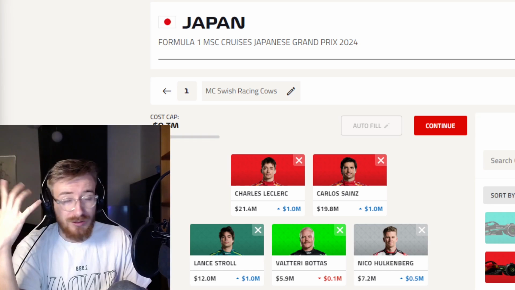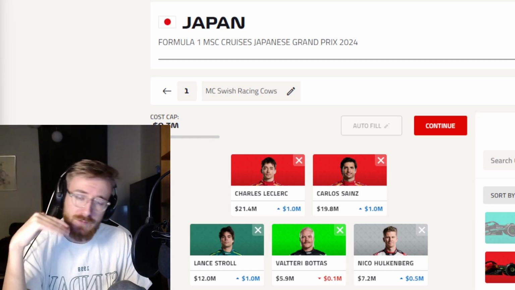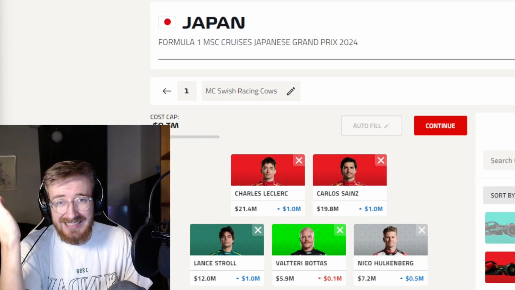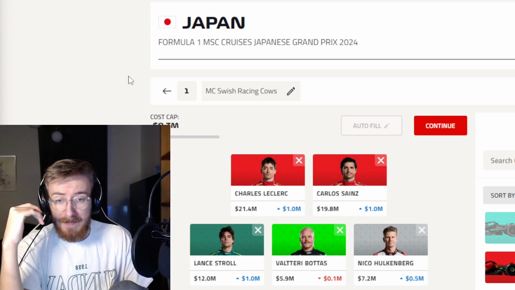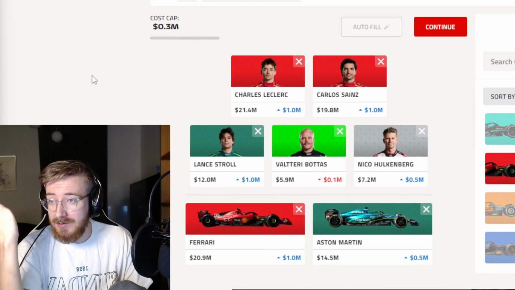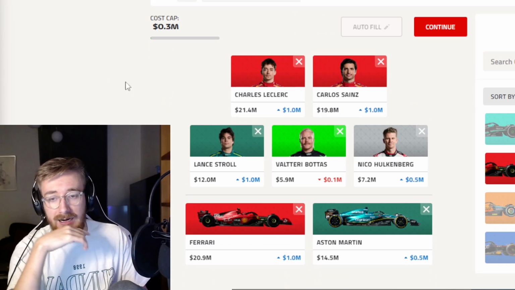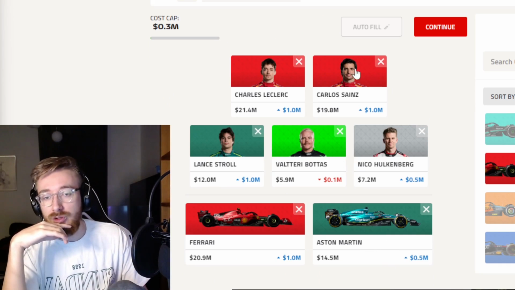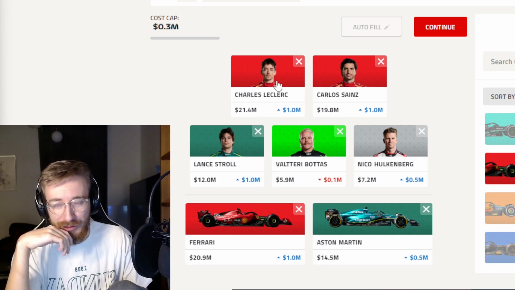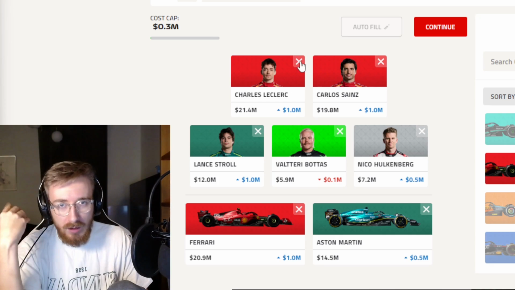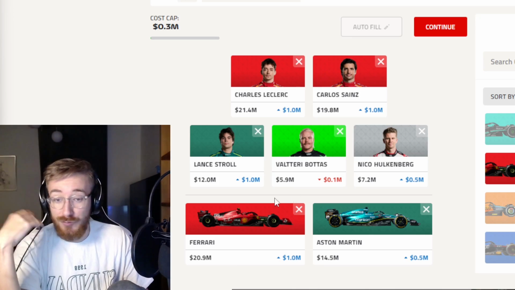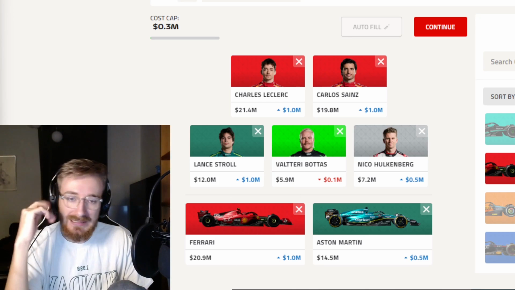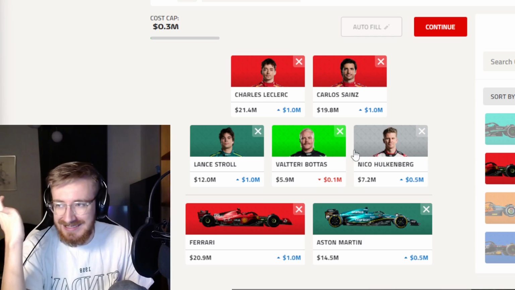Well, it will look different depending on when you're watching this, but for Japan, which is the next race weekend, it could look something like this, right? You have both Lance Stroll and Aston Martin there. Then two mid-priced assets that I think are very likely to keep performing well and thus increase in price. Ferrari also counting as a mid-priced asset. And then the two cheap assets that I can afford.